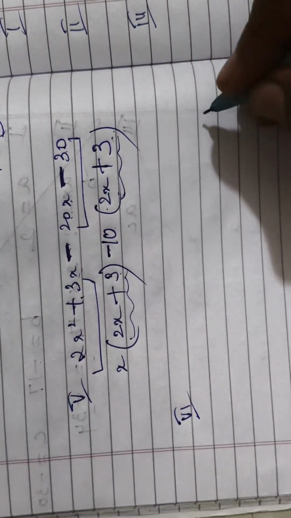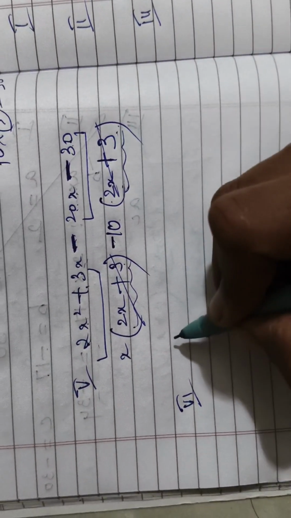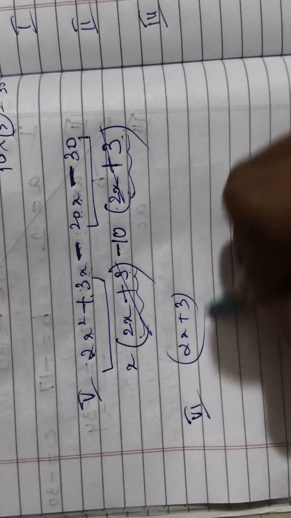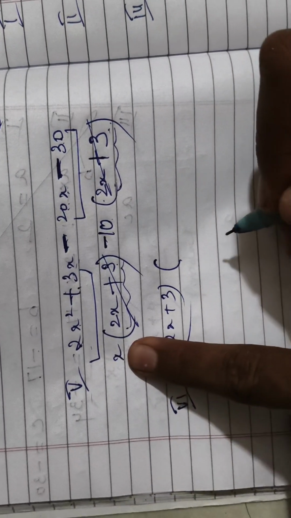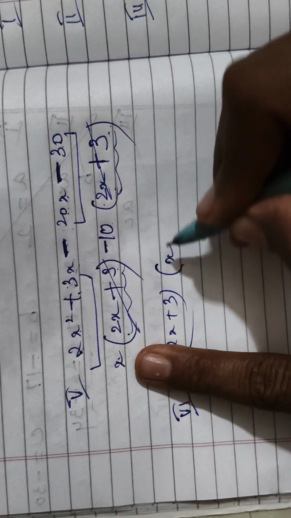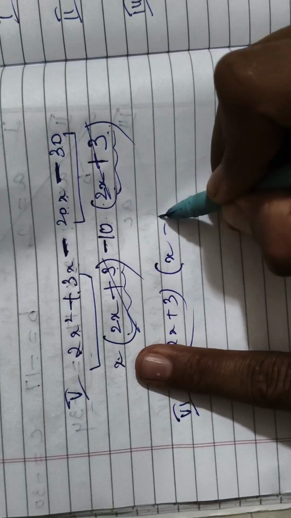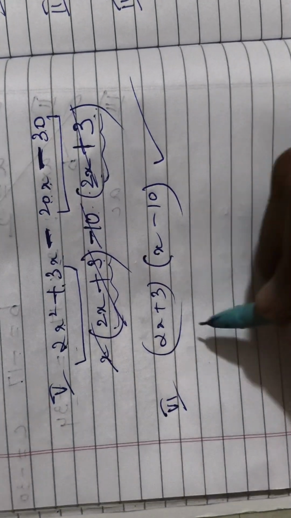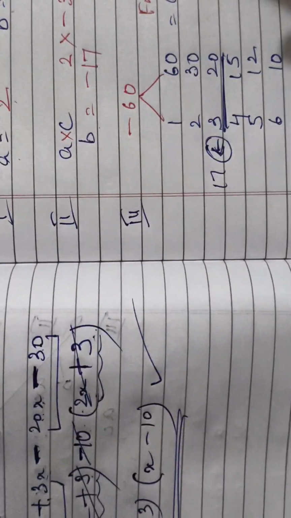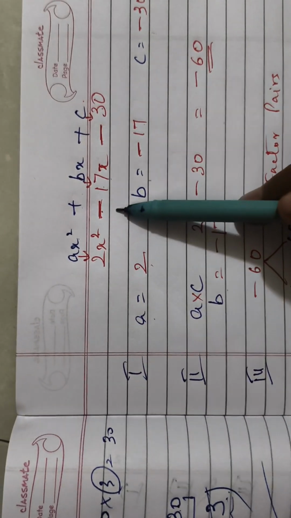Now the final answer I am going to write. First I will write 2x plus 3 only one time. And I'll open a bracket and write the next two. That is x from here, x. Then this minus 10 from here. This is your answer. Got it? This is how you do factorization even when there are negative terms.